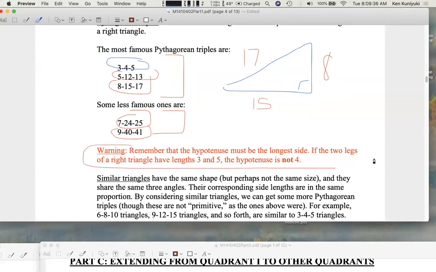Again, warning, remember the hypotenuse must be the longest side. So the missing number is not just the missing side. Okay, don't just do that. The hypotenuse must be the longest side.